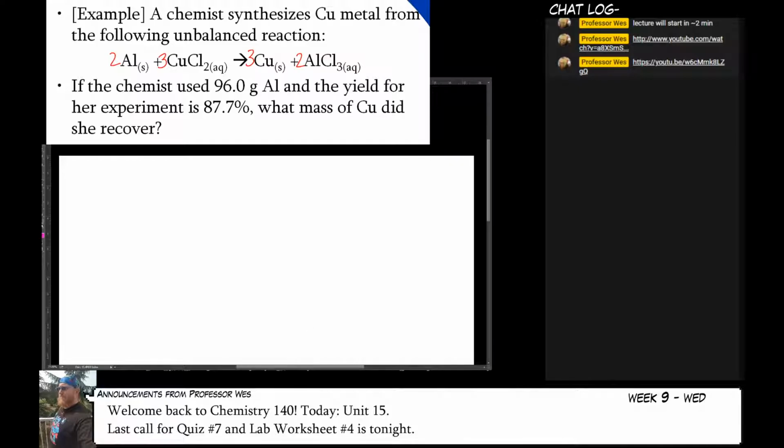All right, so we don't know the actual yield. We're trying to solve for that. But we can always calculate the theoretical yield if we're given one of the reactants. So I'm given 96 grams of aluminum, and we're going to assume that there's excess CuCl2. It doesn't say that, and it really should.